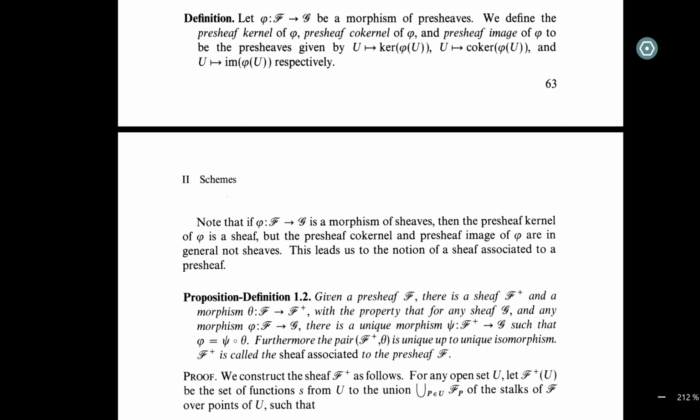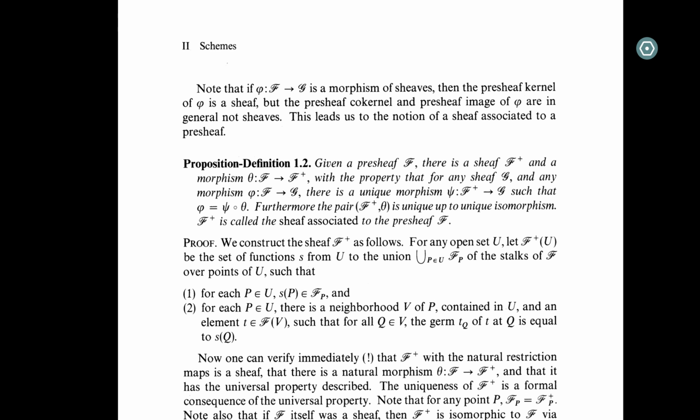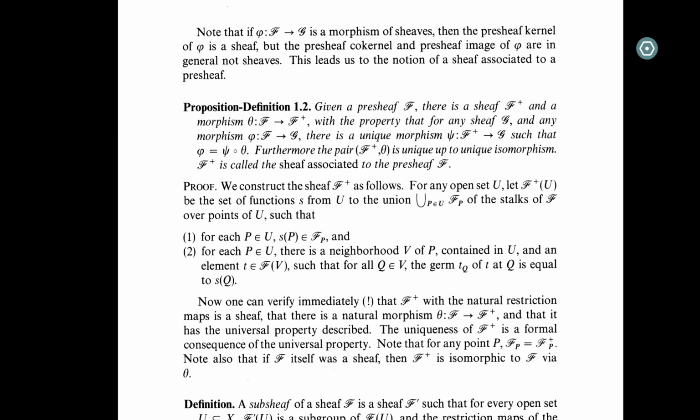For a given morphism of presheaves, we define the presheaf kernel, presheaf cokernel, and presheaf image in the obvious way. Just define it on each open to be the kernel group, obviously, as it should be. Note that if this is a morphism of sheaves, then the presheaf kernel is actually a sheaf. But the presheaf cokernel and presheaf image are not in general sheaves.